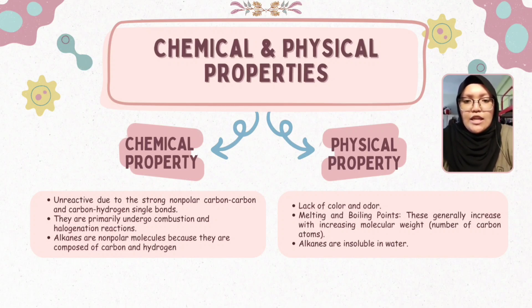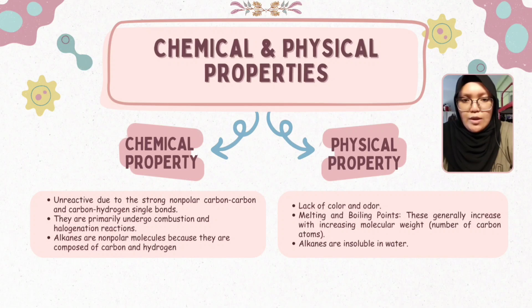When they do react, it's primarily through combustion and halogenation reactions, where they burn in the presence of oxygen or react with halogens like chlorine or bromine. What makes alkenes so stable? They are non-polar molecules composed entirely of carbon and hydrogen atoms with no charged regions to attract other reactive substances.